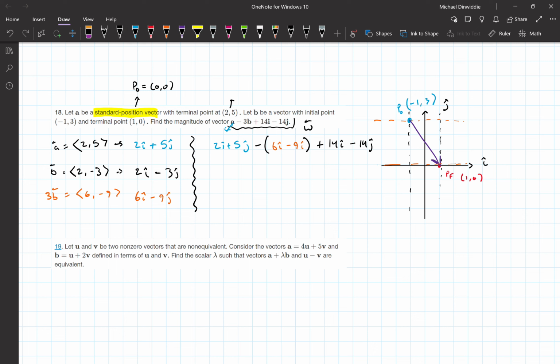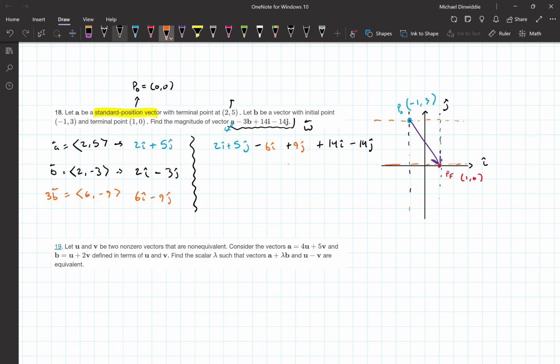So the negative sign here with positive 6i is going to make this just regular 6i, and then that negative sign is going to distribute across to the negative sign on 9i, and a negative times a negative is a positive, and hopefully you remember that from other courses. So there you go, you have 2i plus 5j minus 6i plus 9i. Oh, that should be j, I'm sorry. Sorry about that, guys. 9j plus 14i minus 14j.